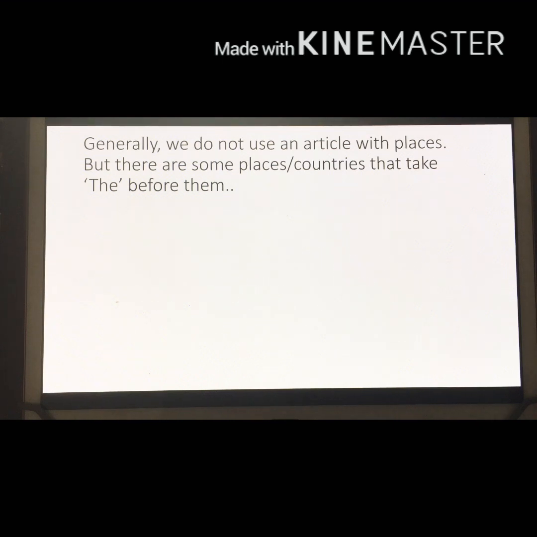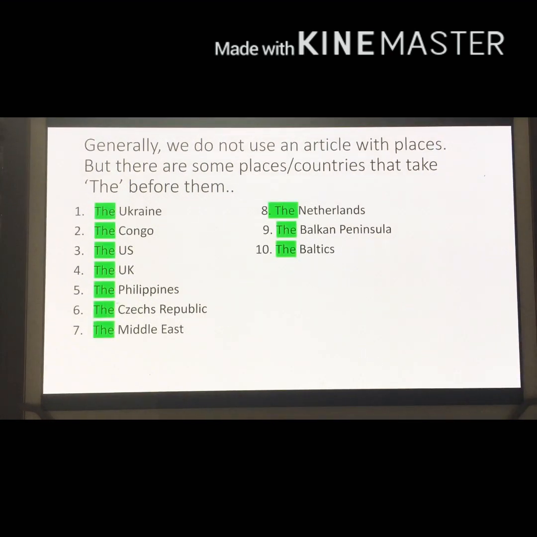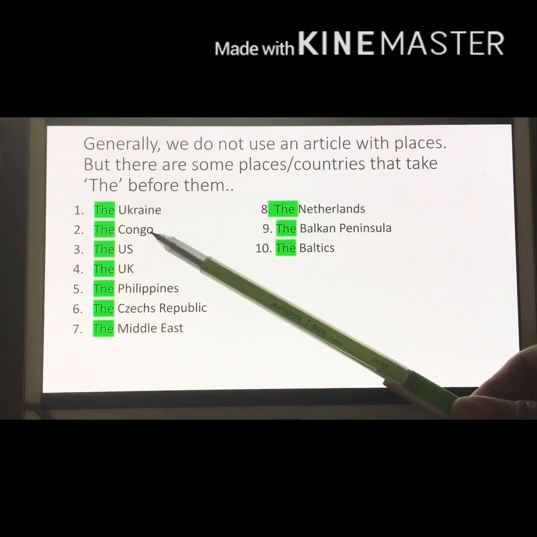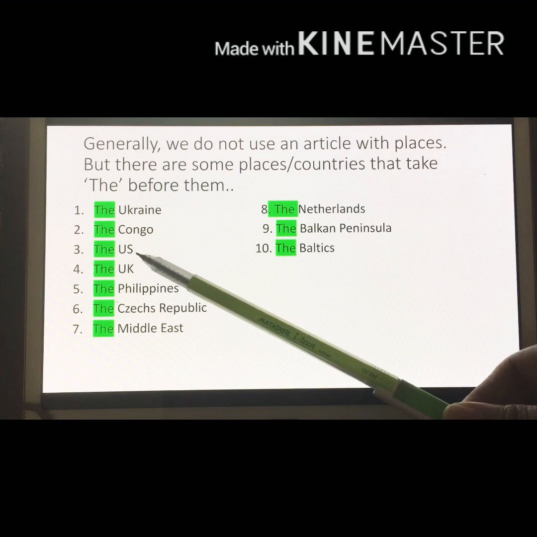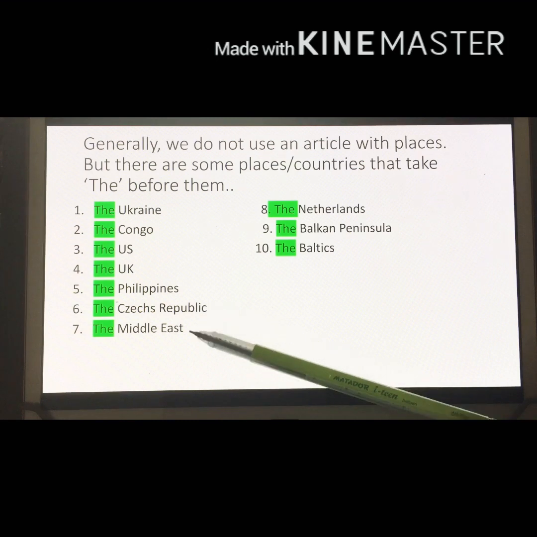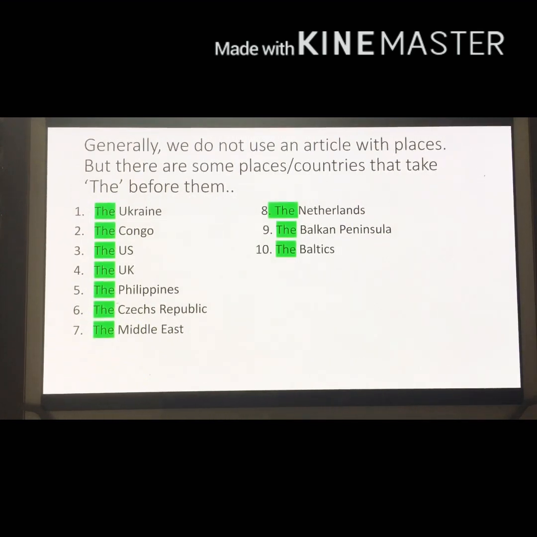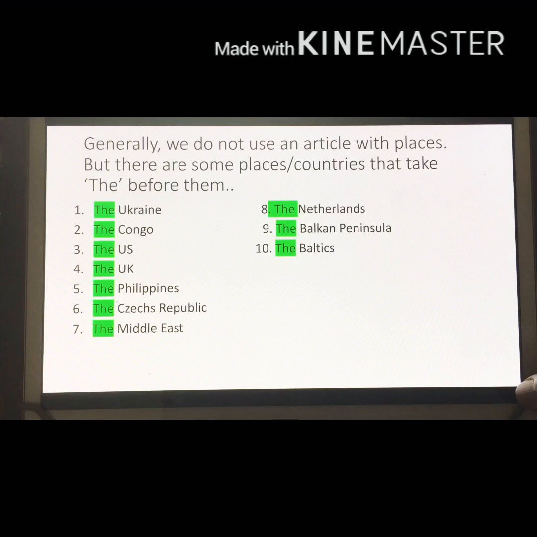Generally, we do not use an article with places, but there are some places or countries that take "the" before them, such as number 1, the Ukraine, number 2, the Congo, the US, the UK, the Philippines, the Czech Republic, the Middle East, the Netherlands, the Balkan Peninsula, the Baltics. These places take "the" before them.